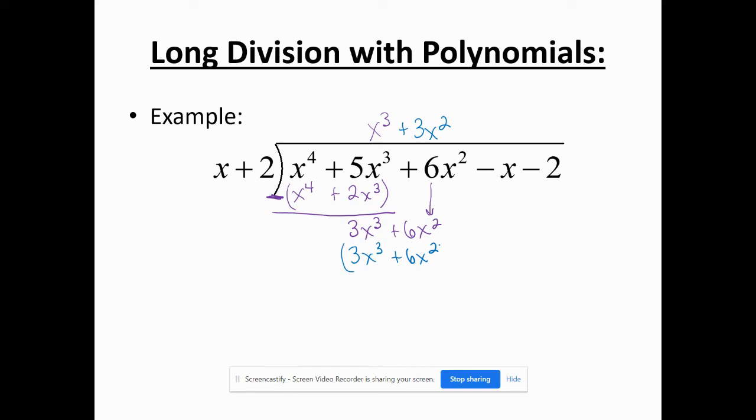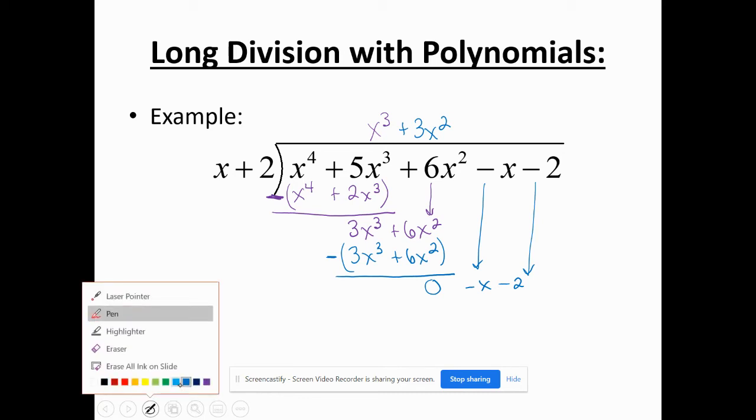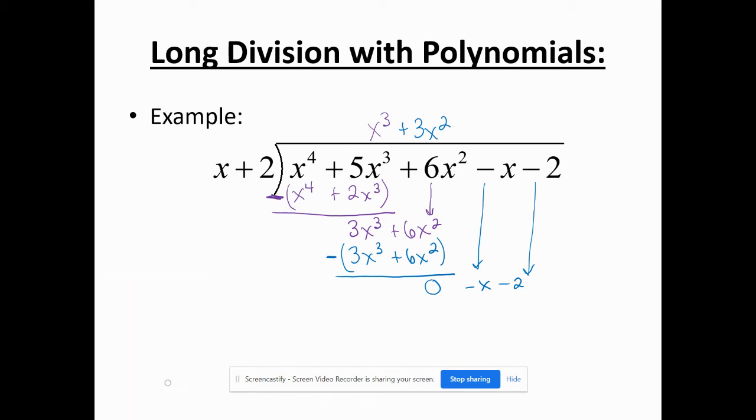Now, this is looking awesome. When I go to subtract, I actually get 0, right? Everything sort of cancels out. But I have more terms. So instead of just dropping the negative x, because I have two terms out here, I also need two terms here. So I'm going to drop them both at the same time. And I'm going to switch colors again so you can see the next step.